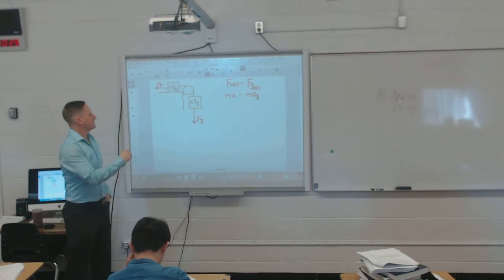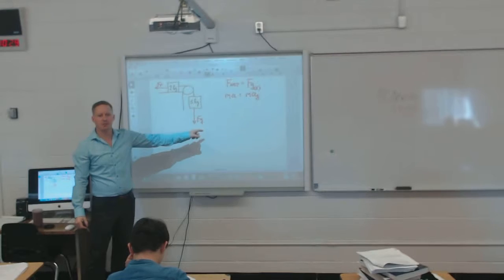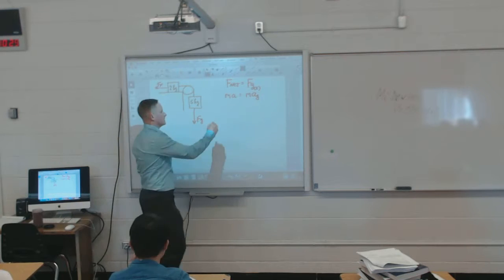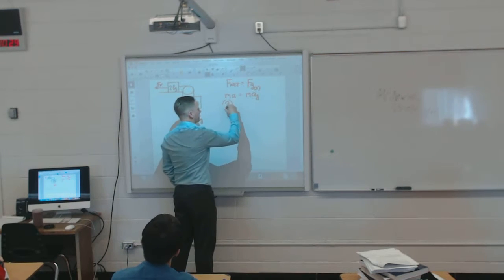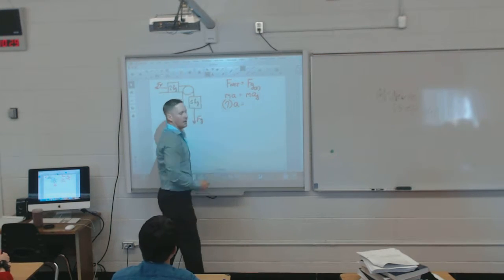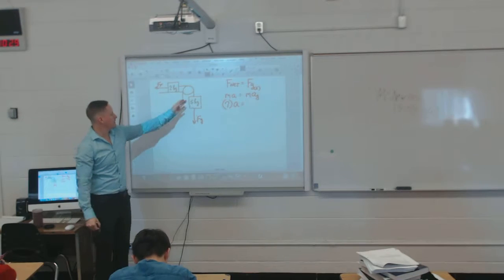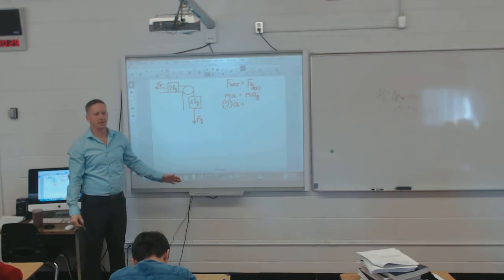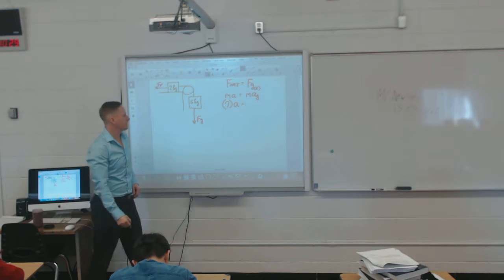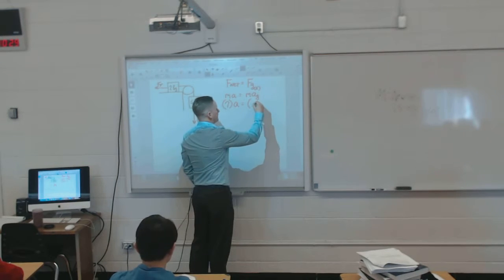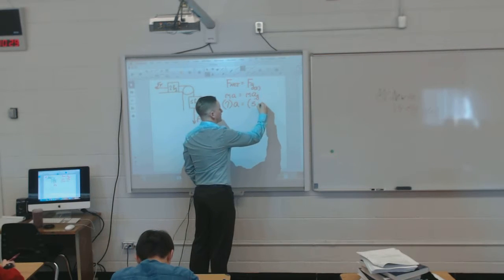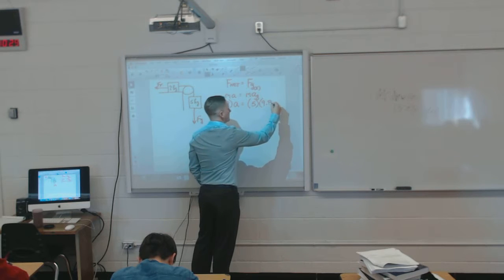So I write it out like that. How much mass is this force of gravity going to move? 7 kilograms. So I put that right here, because that force of gravity is going to pull both of them. They're attached, right? Force of gravity is 5 times 9.8.